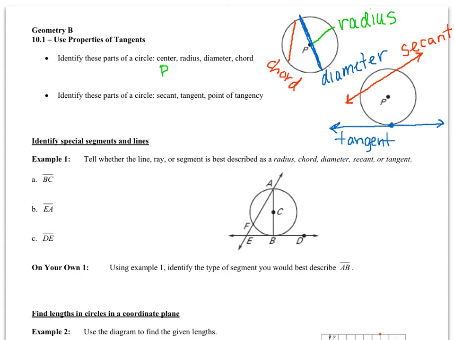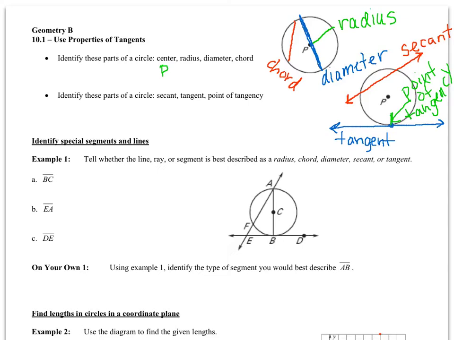And then that one spot where it touches has a specific name. Right here, that spot where it touches is called our point of tangency. And that's the spot right there where it touches, our point of tangency.